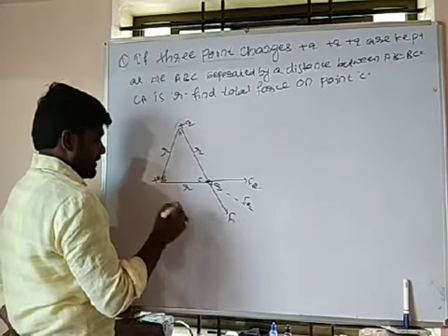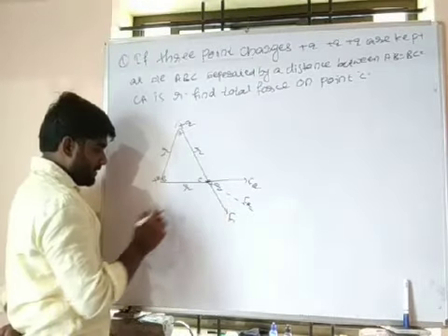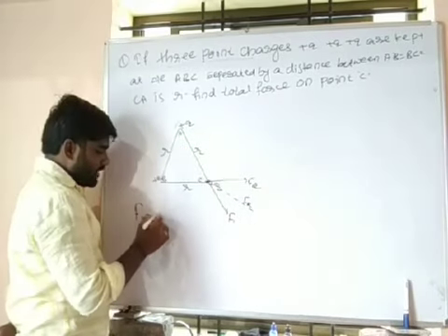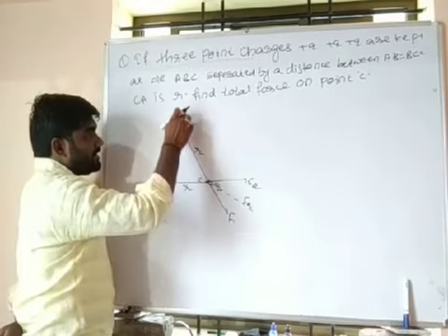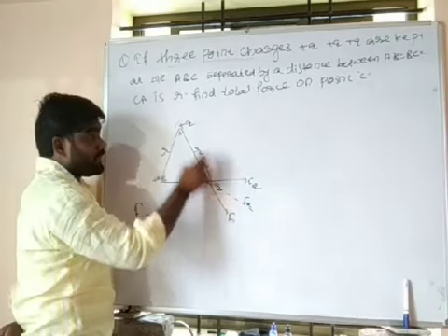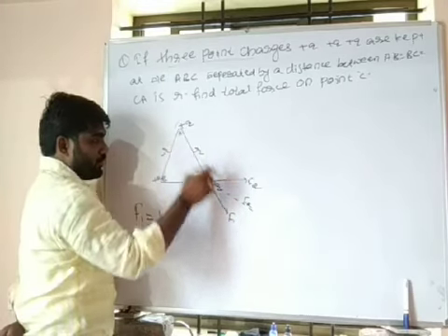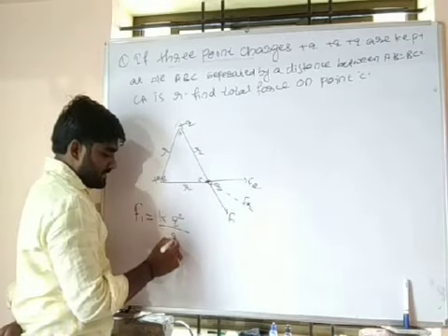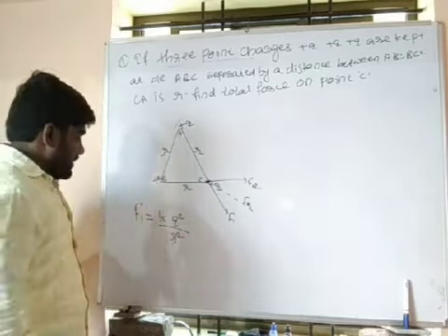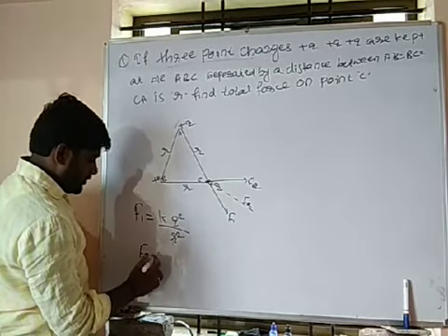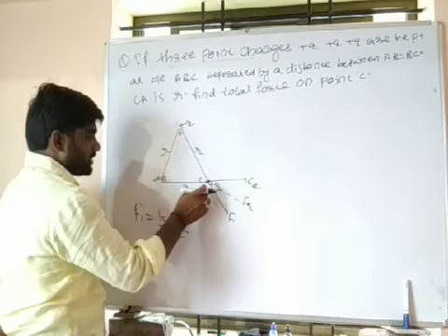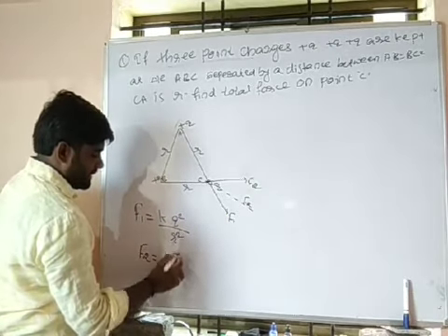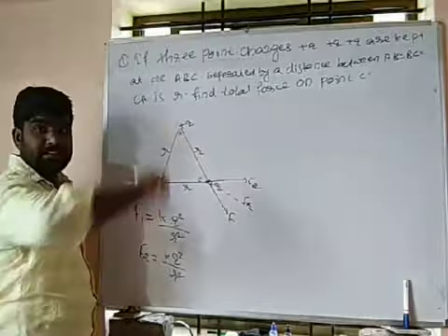What will be our answer? So, first of all, find F1. This F1 is equal to, what is your answer? K, Q into Q. Q1, Q2 means what? Q into Q. It will be Q square divided by, separated by distance is R square. Then F2 is equal to, again, these two, Q into Q. K, Q square divided by R square.